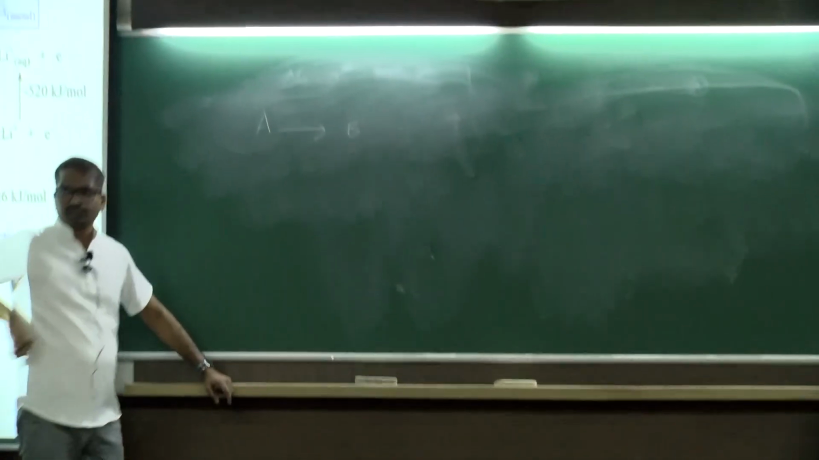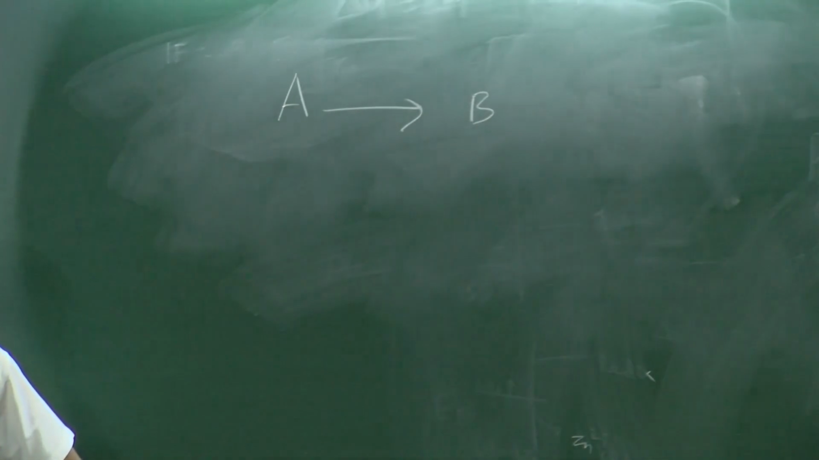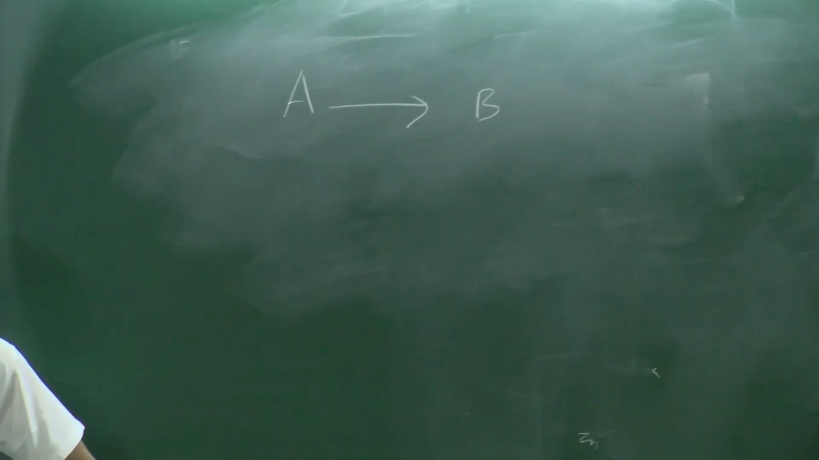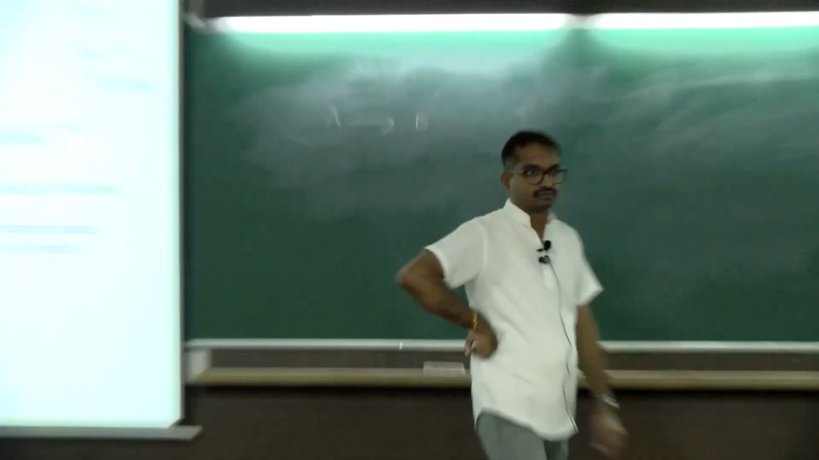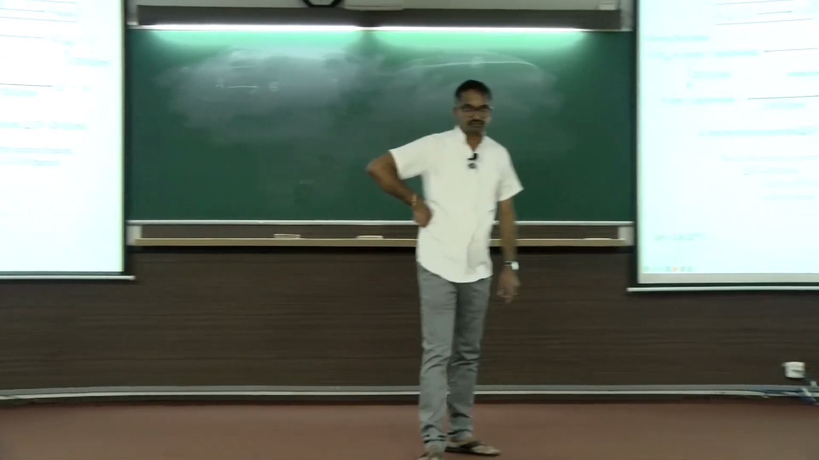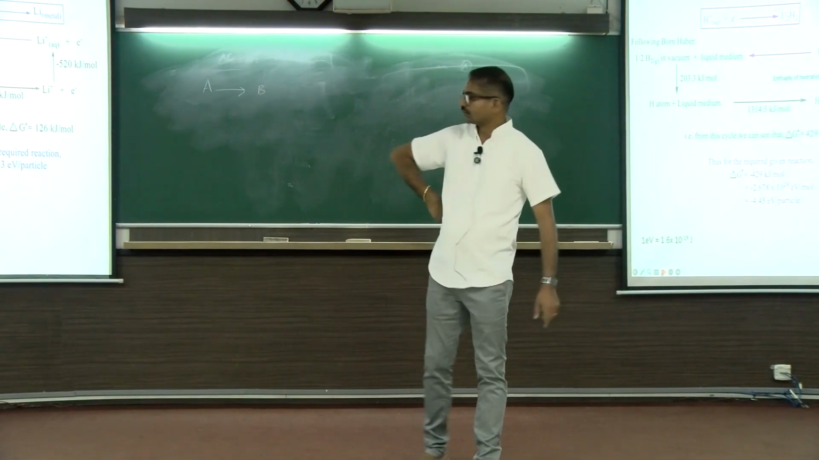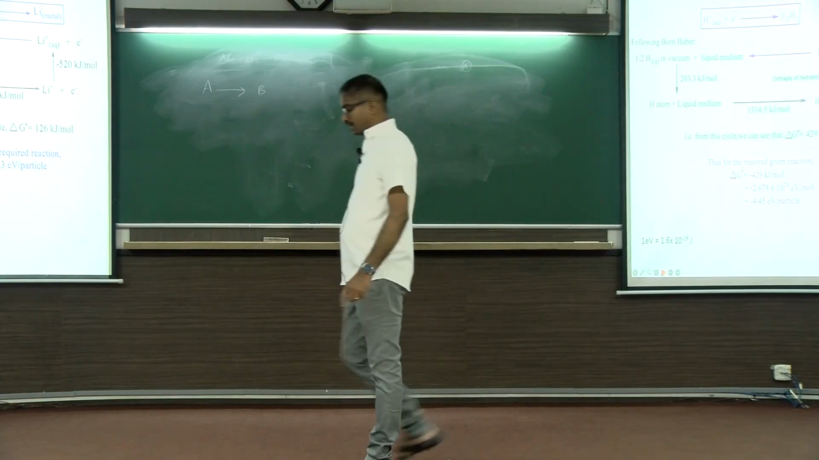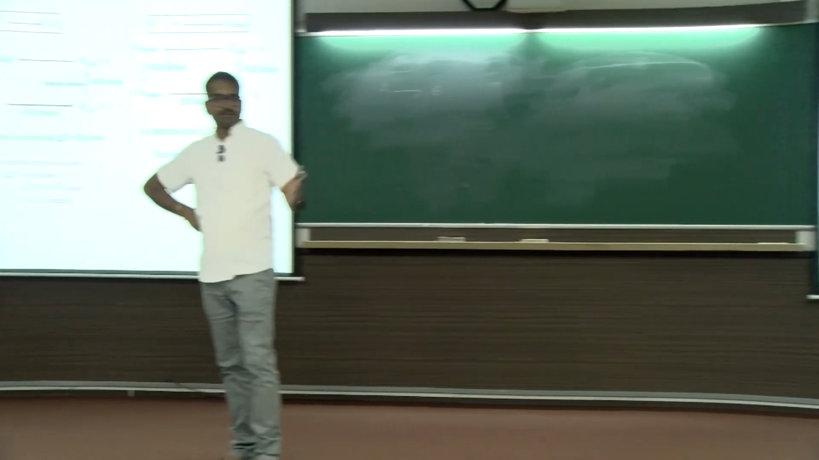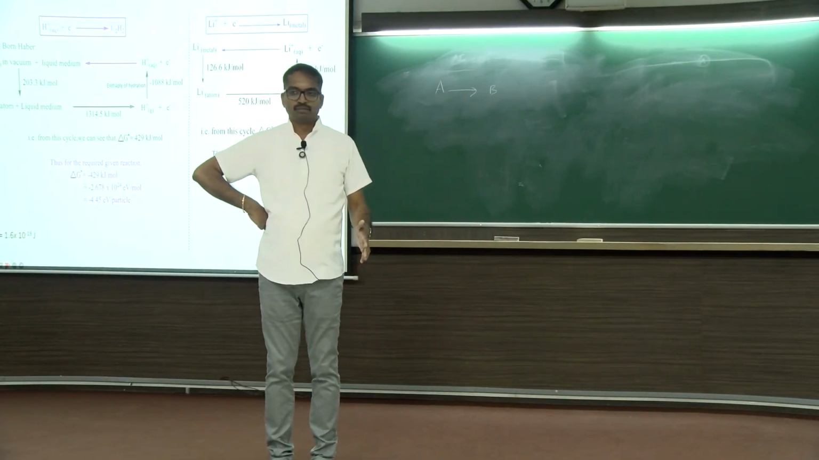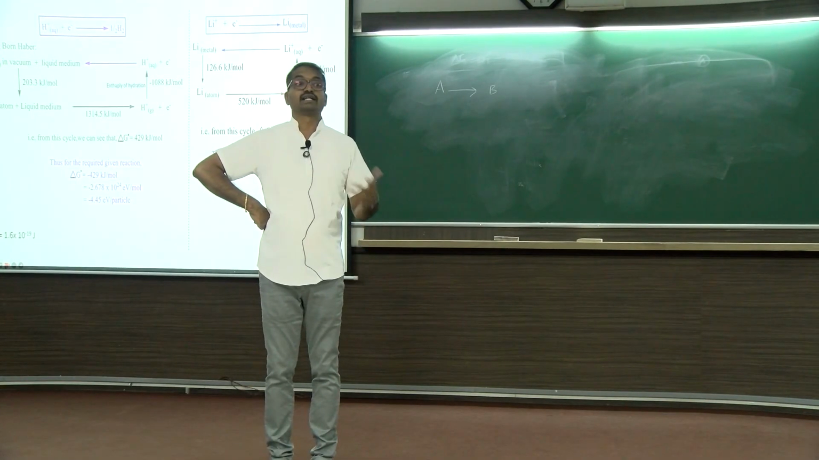Now, I have a reaction where A goes to B. How do you write the rate of the reaction? Again, you will study this in the plus 2. So, all we know about this reaction is that the concentration of A will keep on decreasing with time. But what we do not know is how it will decrease with time.